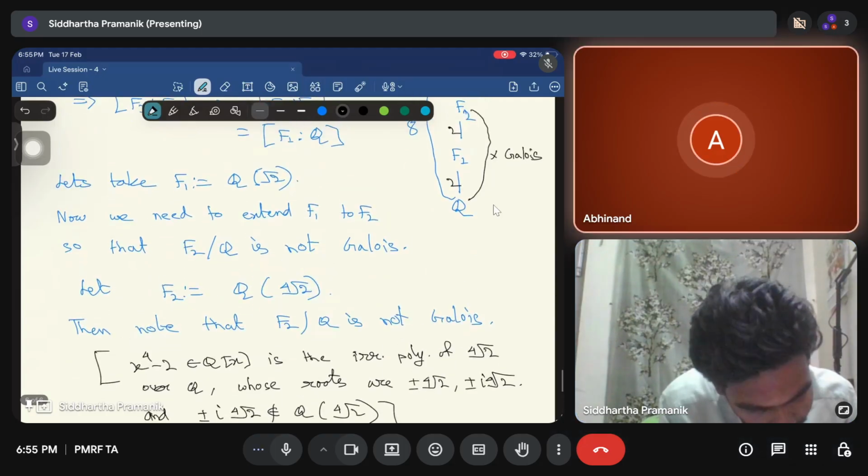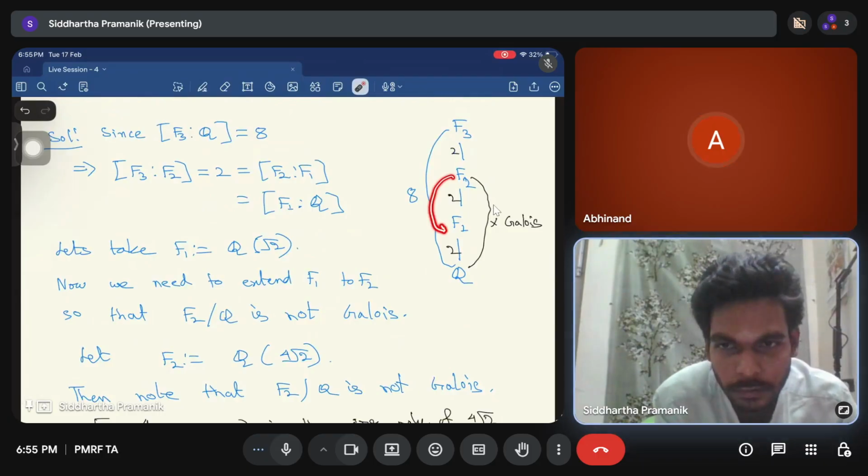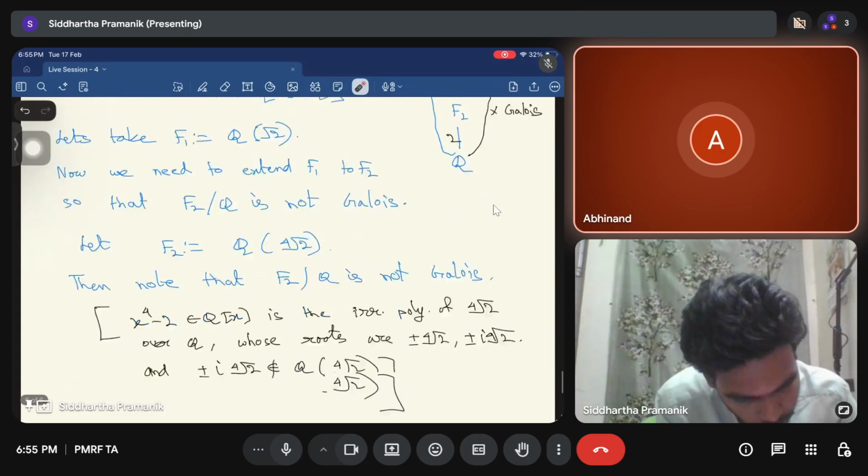So note that the degree of F2 over F1 is 2. So it has to be Galois. Yes. Every extension of order 2 is Galois.